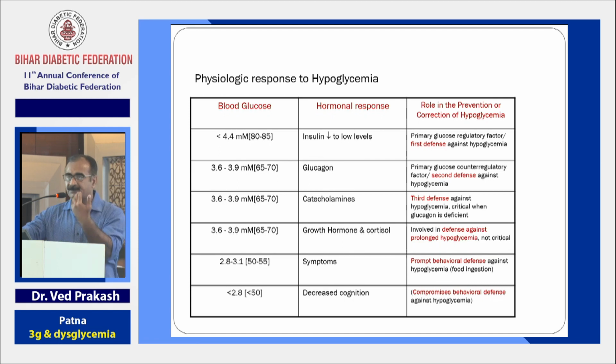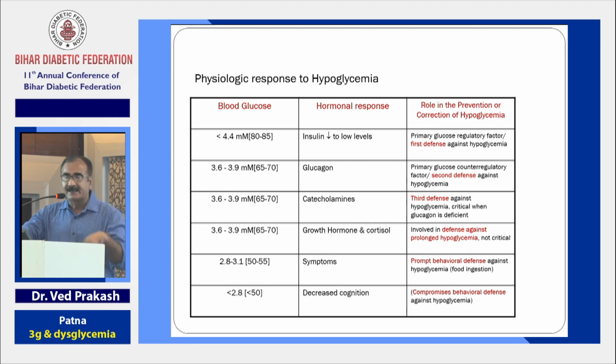If blood glucose starts declining from 100 towards 70, then the first response is a decrease in insulin secretion from the pancreatic beta cells. And this decrease in insulin secretion basically starts at a blood glucose level of 80 to 85 milligram per deciliter. This decrease in insulin secretion is known as the first defense against hypoglycemia.